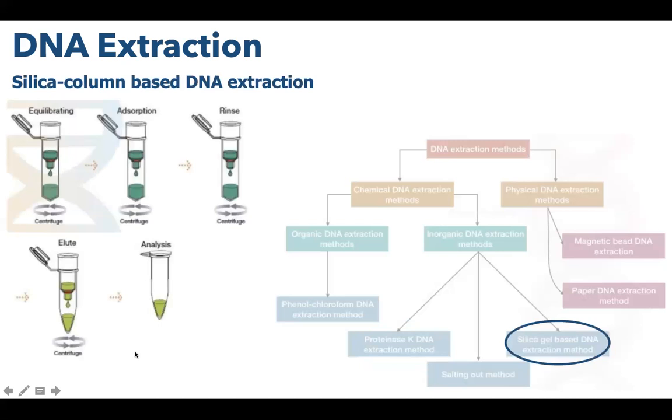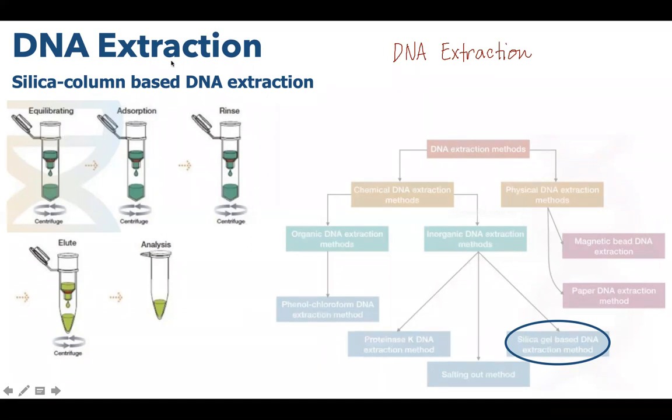Next, we have the silica-column based DNA extraction. If you are to join a well-funded laboratory, you would find that they have DNA extraction kits, which are very convenient because they allow you to isolate DNA, let's say from E. coli, within 30 to 45 minutes. The principle here is that you have a small column made up of silica gel.